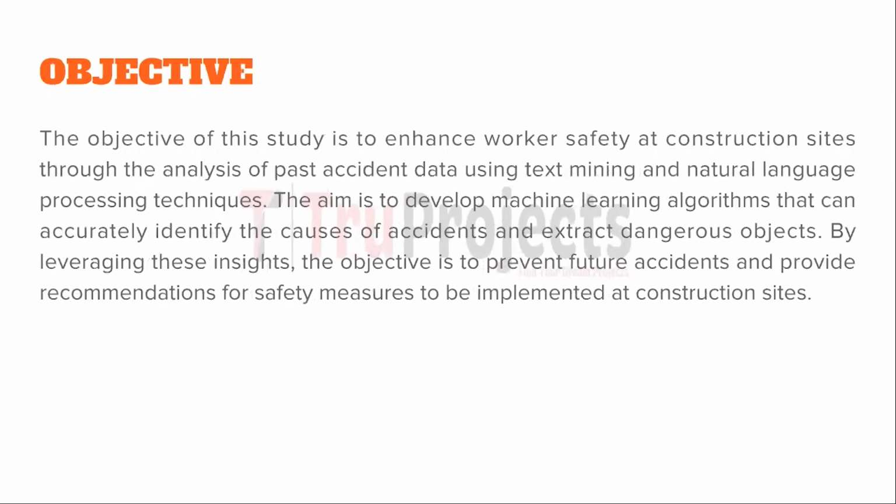The purpose of this research is to improve the safety of workers at the construction site by examining historical accident data using text mining and natural language processing methods. The goal is to create a machine learning algorithm that can effectively recognize the reasons behind accidents and identify the hazardous objects. By utilizing these findings, the aim is to proactively avoid future accidents and offer suggestions for implementing safety measures at construction sites.